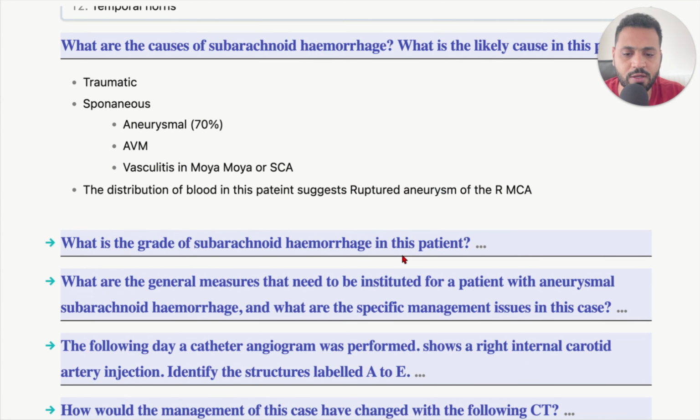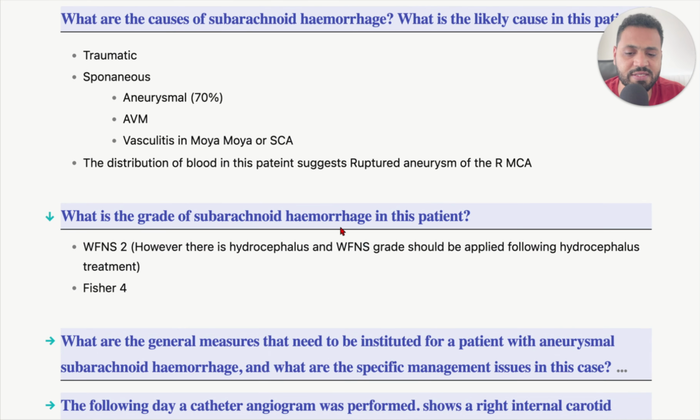On the other side, the modified Fisher grading, this patient is going to be Fisher 4 because you have an intraventricular bleed and subarachnoid hemorrhage that is thick, which is more than 1 centimeter thickness if you go back to the CT scan. So WFNS 2 and Fisher 4.